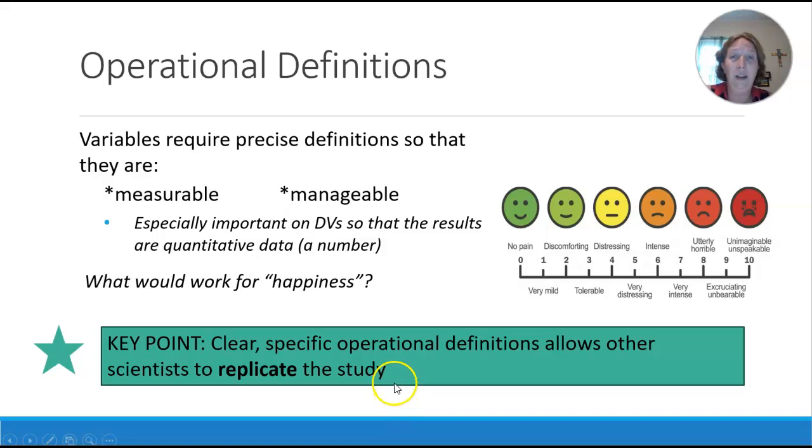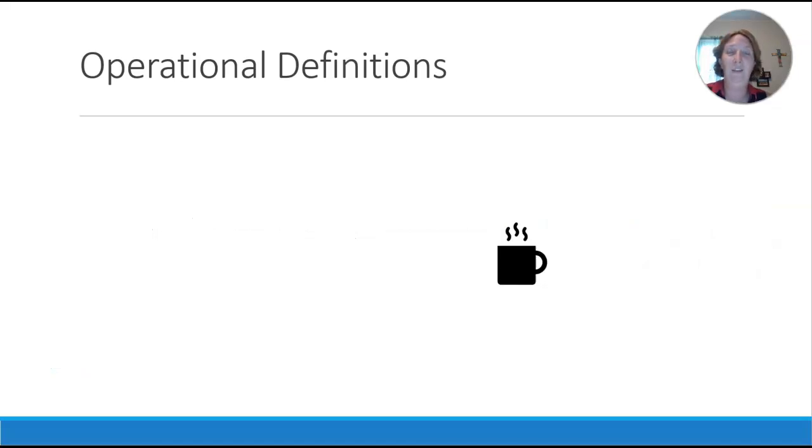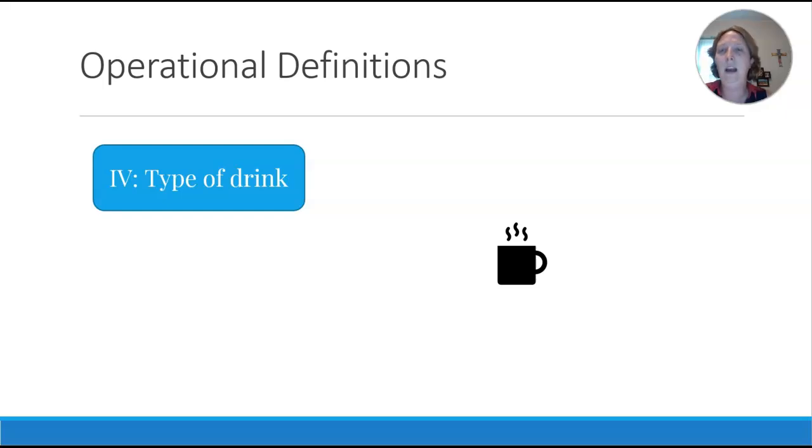The point of operational definitions, though, one more time, is that you are trying to develop clear, specific operational definitions that allow other scientists to replicate the study, or in other words, do it again. And I want you to think back to lecture number 2. Why is that important? Why is it important for a researcher to replicate a study that's already been done? And if you don't know the answer to that question, make sure you ask me in class, because we should have covered that already.